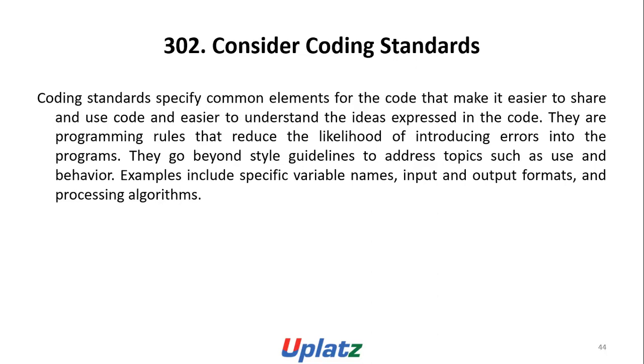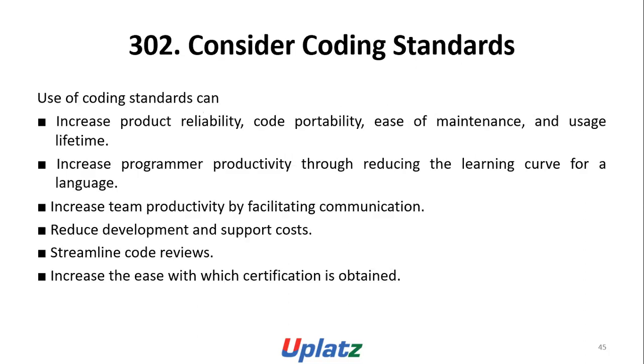Consider coding standards. Coding standards specify common elements for the code that make it easier to share and use code, and easier to understand the ideas expressed in the code. They are programming rules that reduce the likelihood of introducing errors into the programs. They go beyond style guidelines to address topics such as use and behavior. Examples include specific variable names, input and format, and processing algorithms.